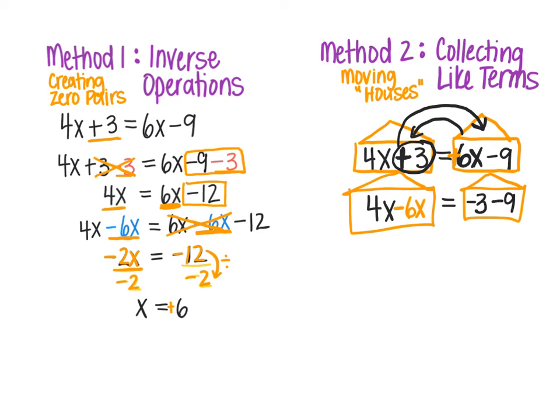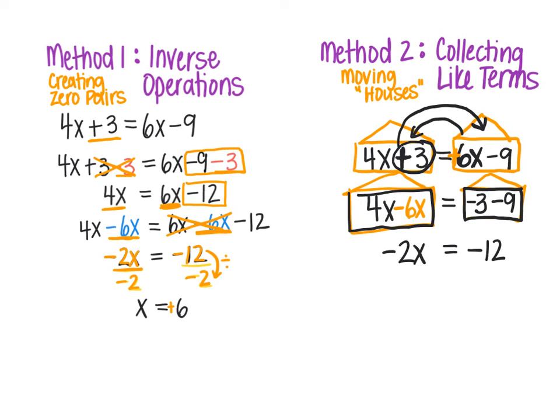So now that we've got everybody living in the proper house, our final steps are just to simplify or kind of clean up each house. So if we look at this 4x minus 6x, we're going to get negative 2x. That's kind of how that house will clean up. In the other house, we have this negative 3 and this negative 9. That's going to clean up to be negative 12.